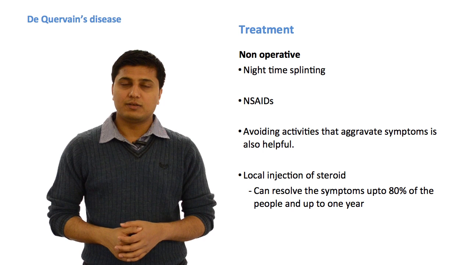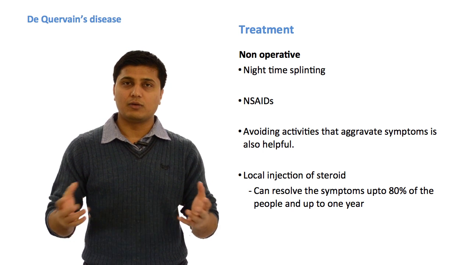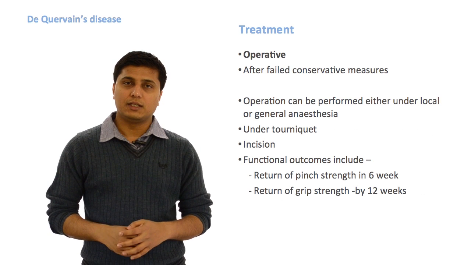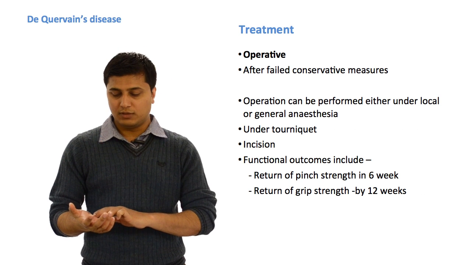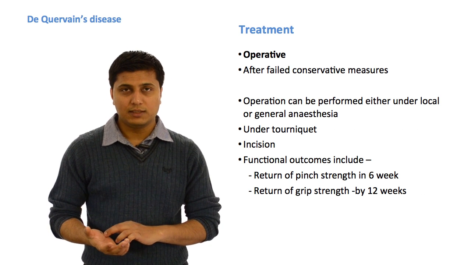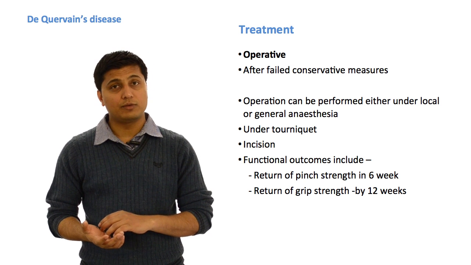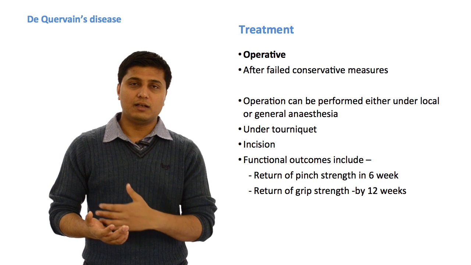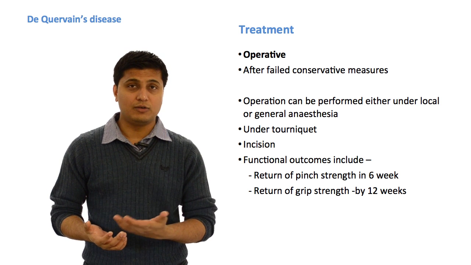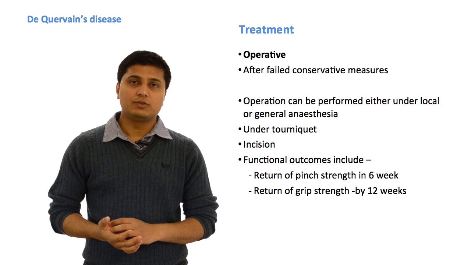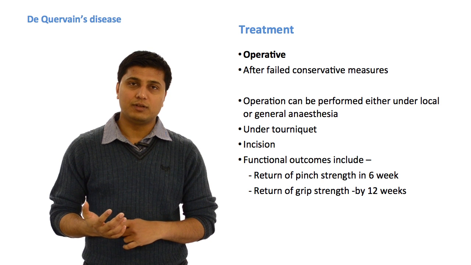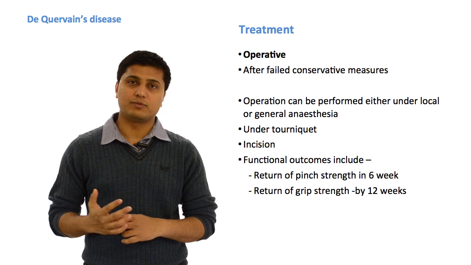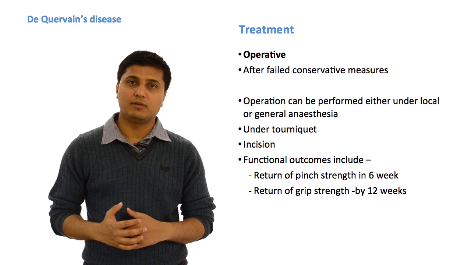Once the conservative measures have failed to resolve symptoms for a long period, then we need to look at operative options. This is called a release of the carpal tunnel. It can be done either by an open or arthroscopic method. Generally, it's done under tourniquet. It can be done under local or general anesthesia. So the incision of the carpal tunnel is very important, and let's look into the landmarks which define the incision of the carpal tunnel.